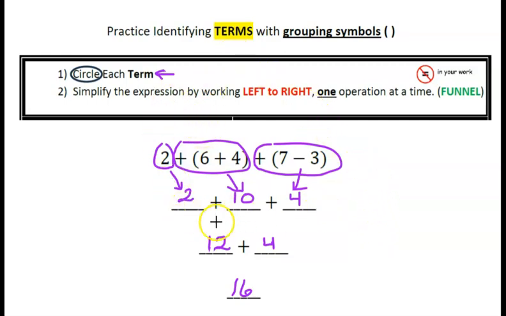We work left to right. It's all addition though, so it really doesn't matter. Go in any order you want when it's all addition. I just went left to right.